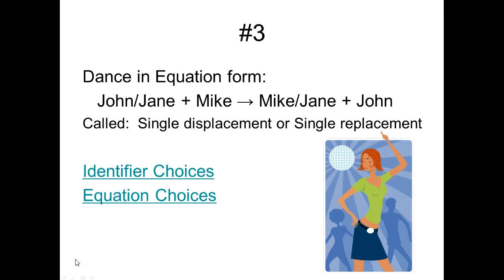The third type of equation is where you have a compound, like John and Jane as a couple, and a single element like Mike. It makes Mike and Jane a new compound and John a separate single element. So this one is called single displacement or single replacement. It depends on which book you're looking at. Both are accurate, both are acceptable. Single is the important part, single replacement or single displacement.